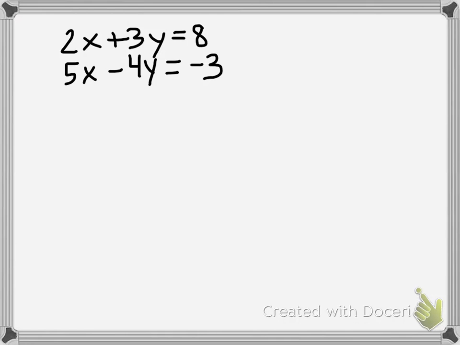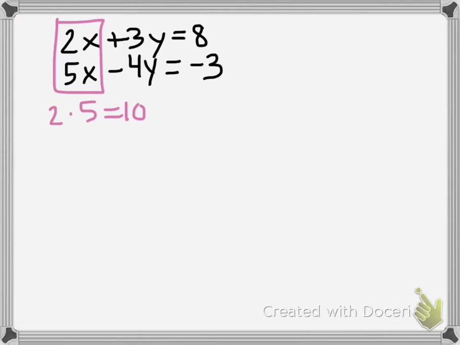Okay, looking at our last one here. We have to decide which one to eliminate, so I'm going to look at my x's first. You look at the bigger number, which is 5. Could I make 2 into 5? There's nothing I can multiply to do that. So that means I'm going to multiply both of them up. And the way that we figure out what we're going to multiply is we can just multiply the 2 together. 2 times 5 is 10. So my goal is going to be to get both of the x's to be a 10x and a -10x.